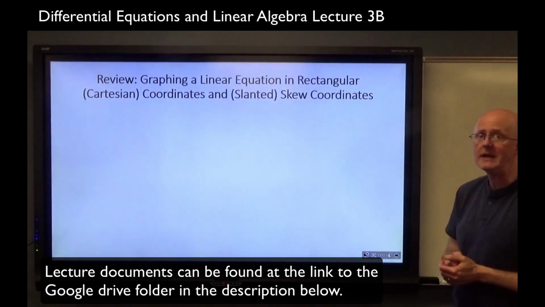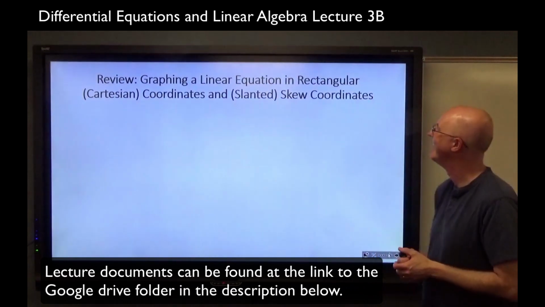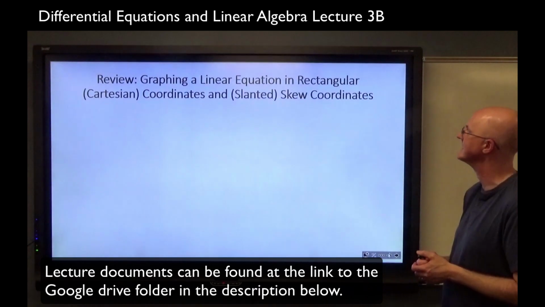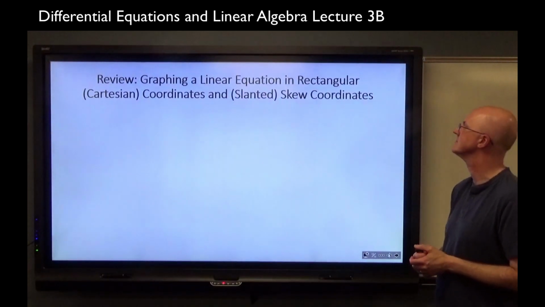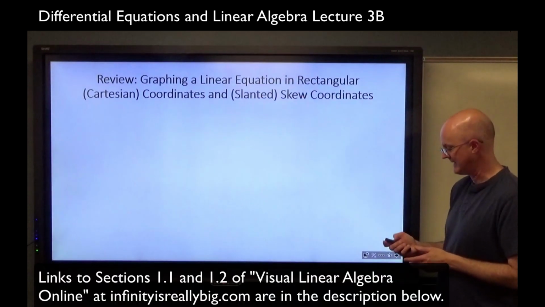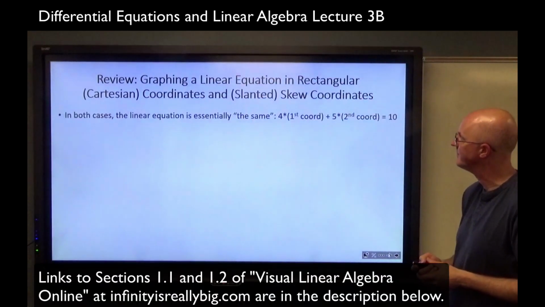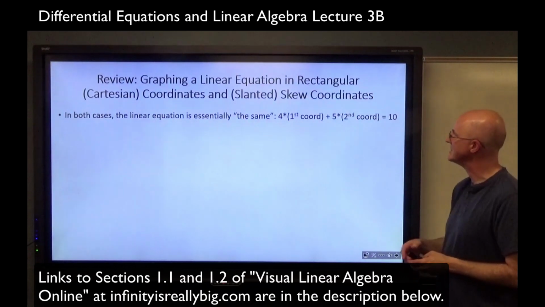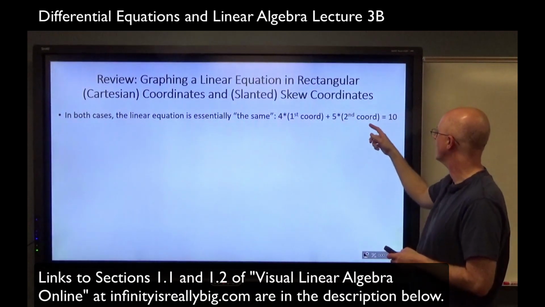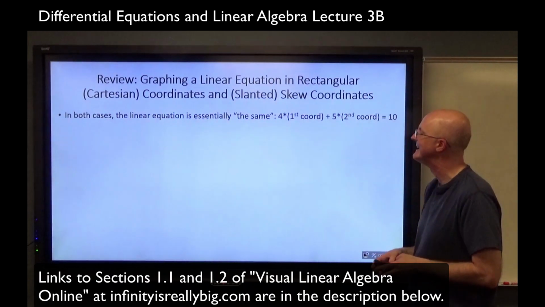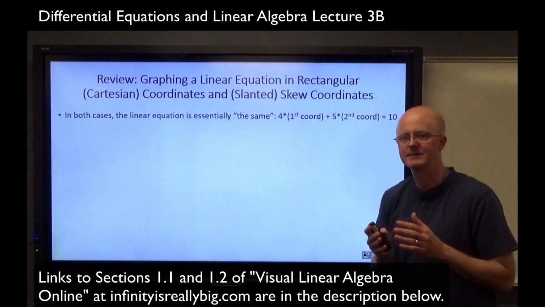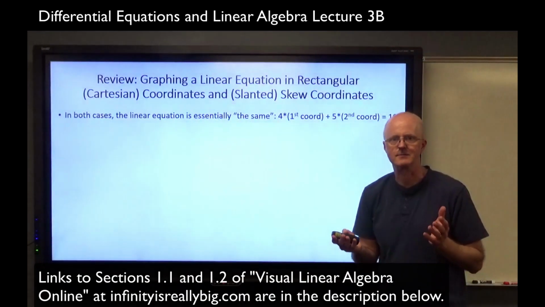Let's start by reviewing the end of lecture 2. Graphing a linear equation in rectangular coordinates, also called Cartesian coordinates, and skew coordinates. The less official name for that is slanted coordinates. And it's going to be the same example from the end of lecture 2. We're going to look at essentially the same linear equation, 4 times the first coordinate plus 5 times the second coordinate equals the constant 10 in both cases. But they're going to produce different graphs based on the two different coordinate systems.